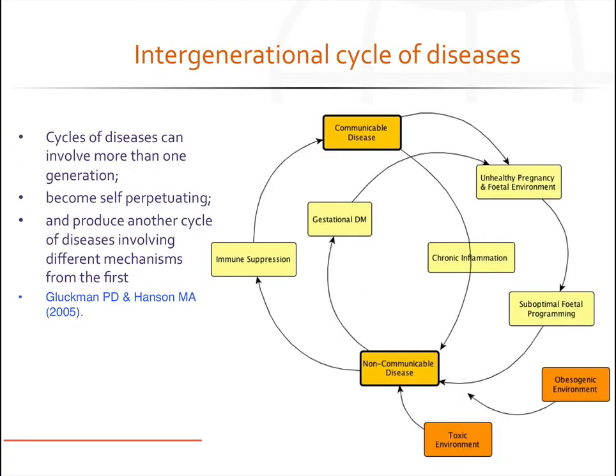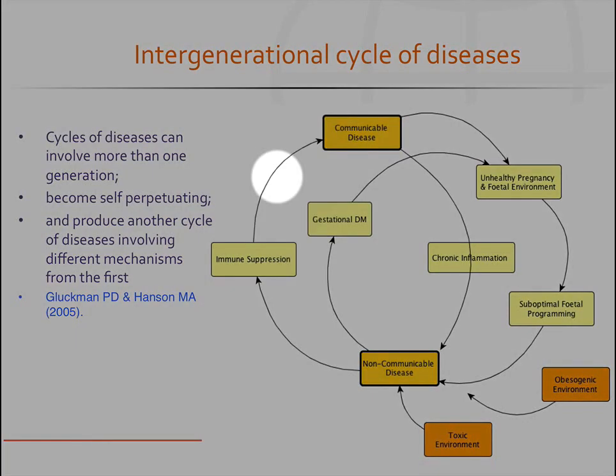The other example I wanted to share with you, which could broaden your understanding of what can be involved in causing NCDs, is something called the intergenerational cycle of diseases. It's published by Gluckman in New Zealand 2005 in a series of articles actually. Here you find illustrated again the same connection between communicable diseases and NCDs through chronic inflammation, and vice versa, NCDs, for instance diabetes, resulting in immune suppression, which is increasing then the risk of infectious diseases. So you have this one cycle.